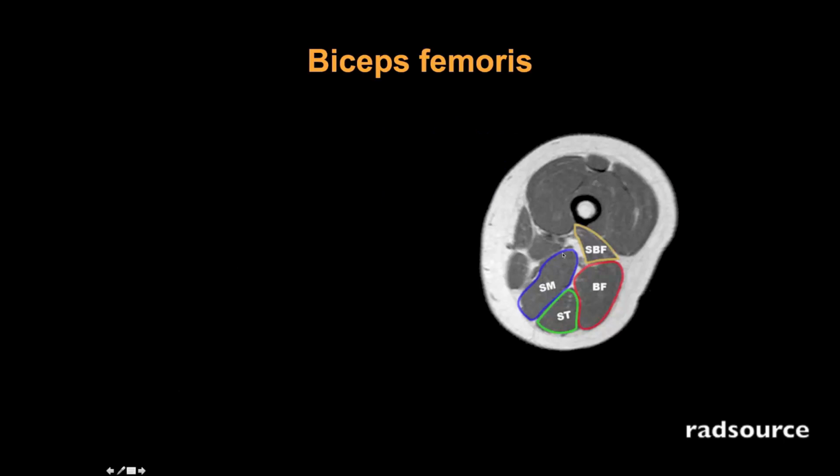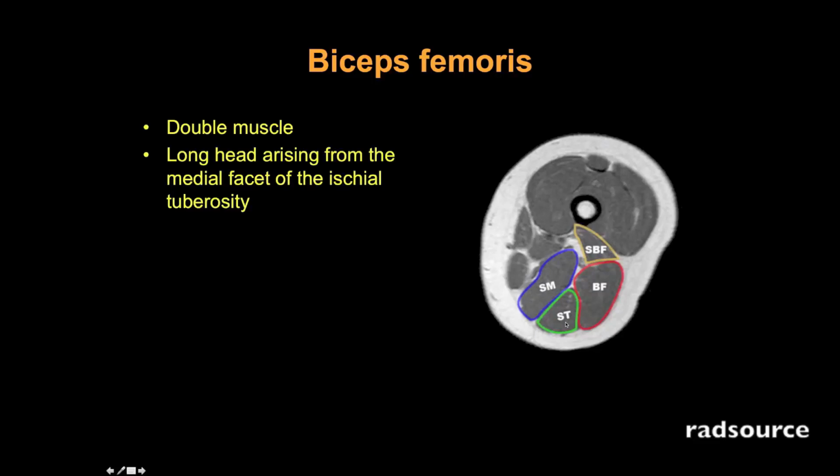At the level of the mid-thigh, we see the origin of the short head of the biceps femoris along the posterior aspect of the femoral diaphysis. This is the long head of the biceps femoris. We have the semimembranosus, which will be more anteriorly and medial, and the semitendinosus, which will be more posterior. So the biceps femoris is a double muscle.